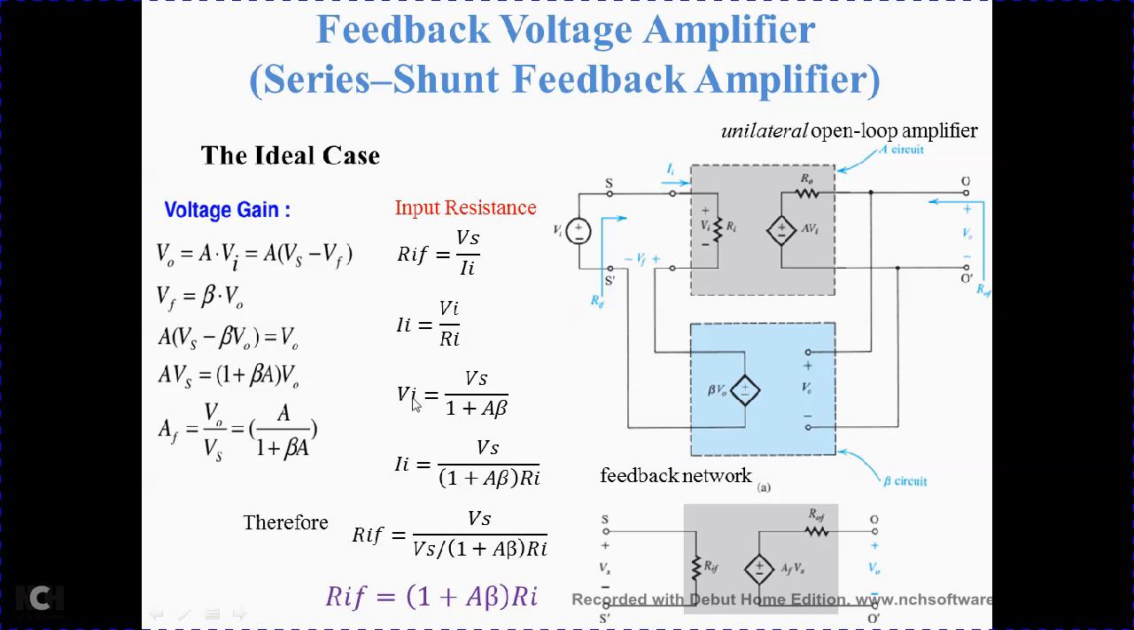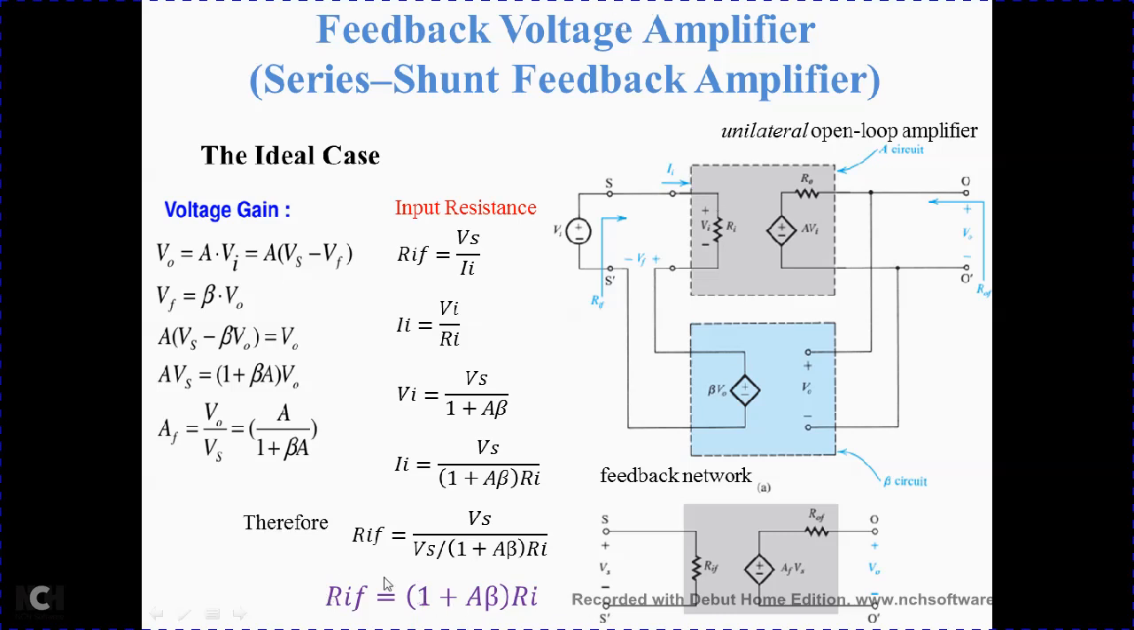Once you get this, put this Vi in this equation so that you get Vs divided by 1 plus A beta into Ri, and put this equation for Ii in the input resistance equation. So RIF is equal to Vs, and Ii is nothing but Vs divided by 1 plus A beta into Ri. So Vs will get cancelled and you are left with 1 plus A beta into Ri. This is the expression for input resistance of a voltage amplifier.